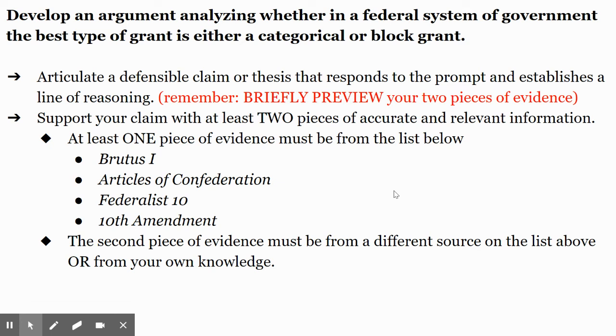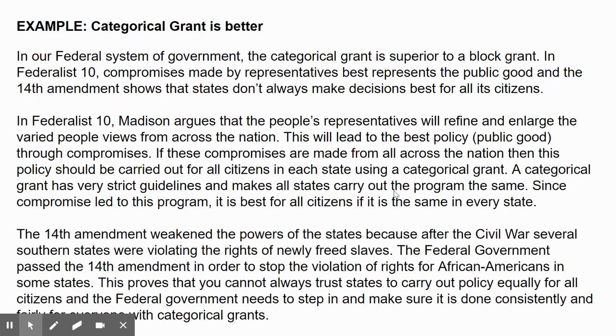Okay, I'm assuming that you just unpaused this and you already wrote your essay and you're looking for some feedback. So let me show you what I did. I'm going to have two different essays, one for each argument, one for categorical grant is better, one for block grant is better. See what I did. See if you have anything similar. Okay, so here's the first argument.